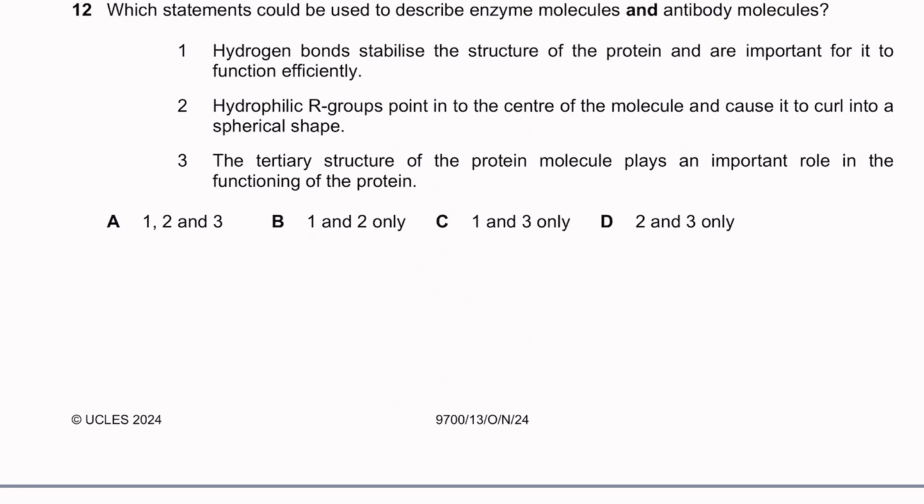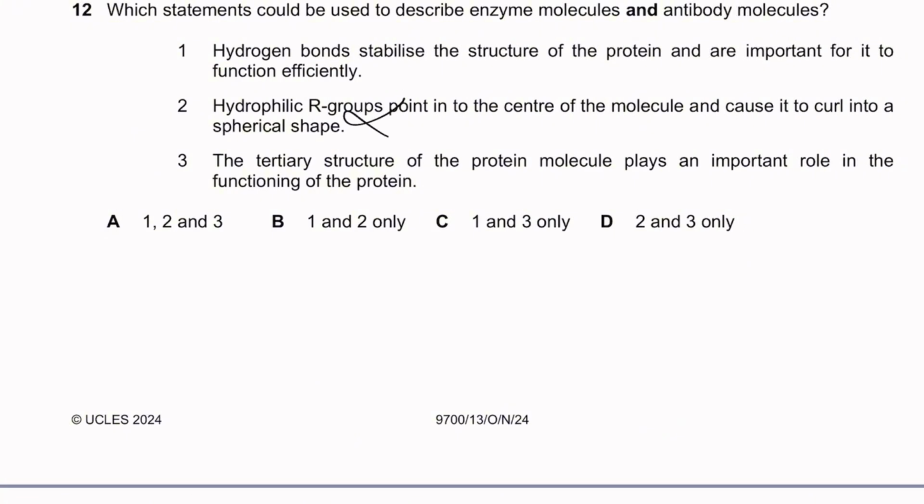Actually, okay, enzyme molecules and antibody molecules, hydrogen bonds could be part of tertiary and secondary structures. So this could definitely apply to both the enzyme and the antibody. Hydrophilic R groups point into the center of the molecule and cause it to curl into a spherical shape.